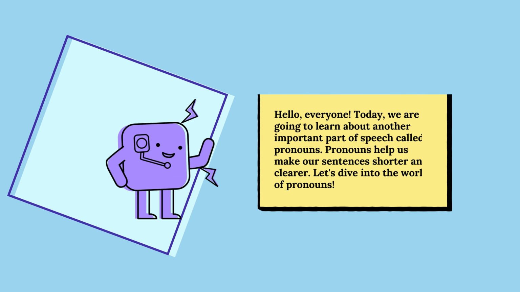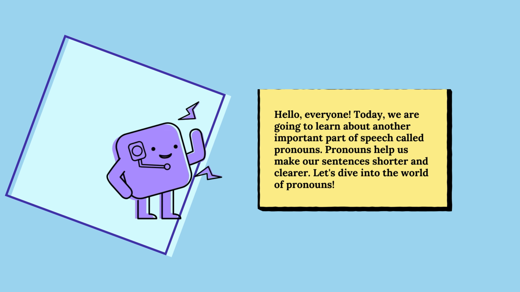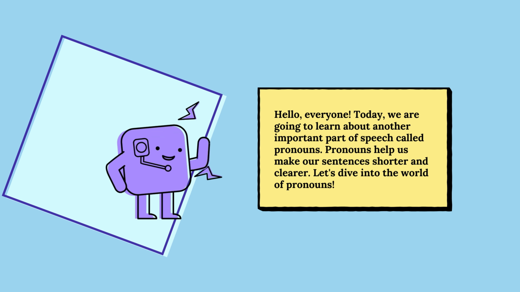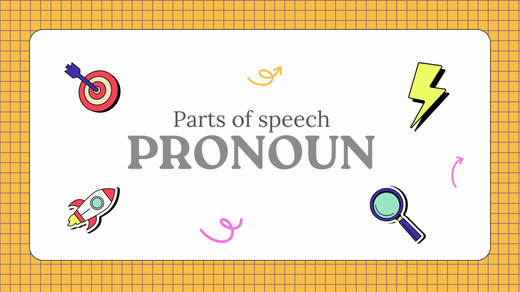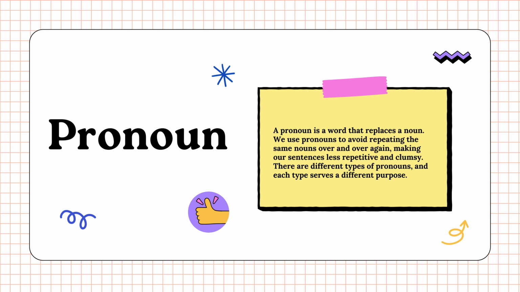Pronouns help us make our sentences shorter and clearer. Let's dive into the world of pronouns. Parts of speech: Pronoun. A pronoun is a word that replaces a noun. We use pronouns to avoid repeating the same nouns over and over again, making our sentences less repetitive and clumsy. There are different types of pronouns, and each type serves a different purpose.